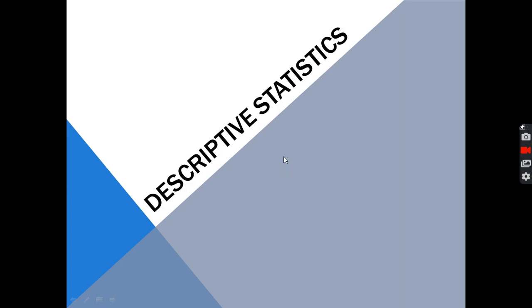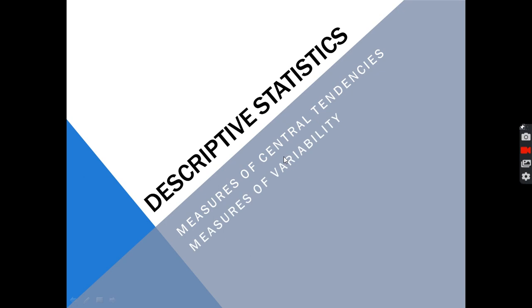So under descriptive statistics, we have three major topics. The first one is the measures of central tendencies, followed by measures of variability, and the third is the other measures of location.